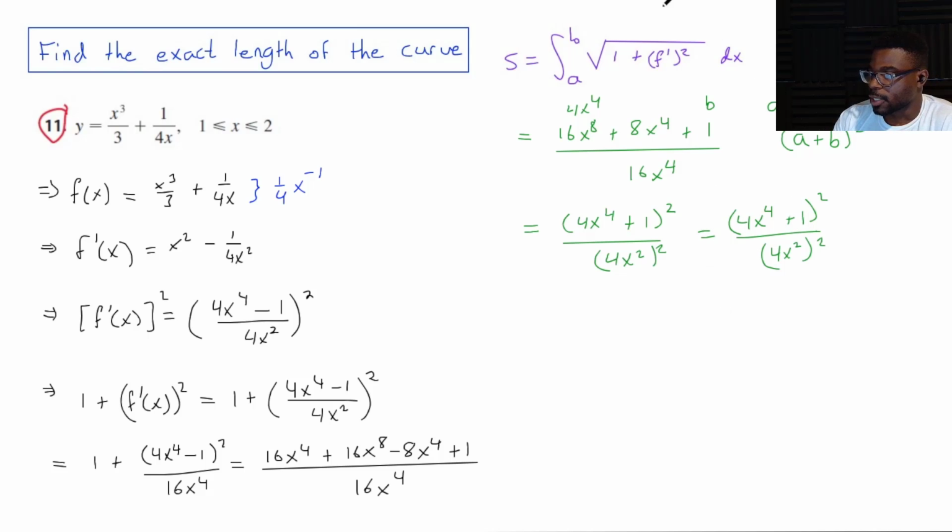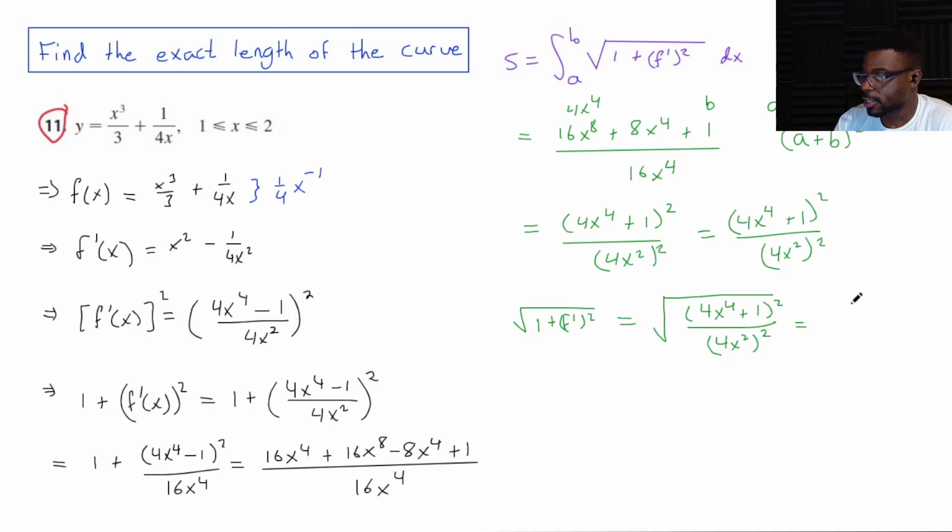All right, so this is good because now we can take the square root. So we can say the square root of 1 plus f prime squared is equal to the square root of this quantity, (4x to the power 4 plus 1) squared divided by (4x squared) squared. So this comes out to be just (4x to the power 4 plus 1) divided by 4x squared. All right, so we're one step closer to solving this problem, right? So we're not done just yet because we're going to have to integrate this.